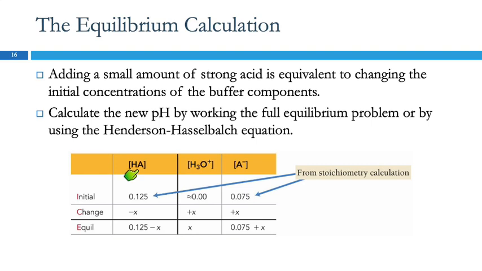We need to write it like this. HA goes to H3O plus plus A minus, because that's what works with Ka. You can't do it backwards. So this is going to be minus X, plus X, and plus X. So we've got 0.125 minus X, we get X, and 0.025 plus X. So we can work that using an equilibrium approach, or we can use the Henderson-Hasselbalch equation.